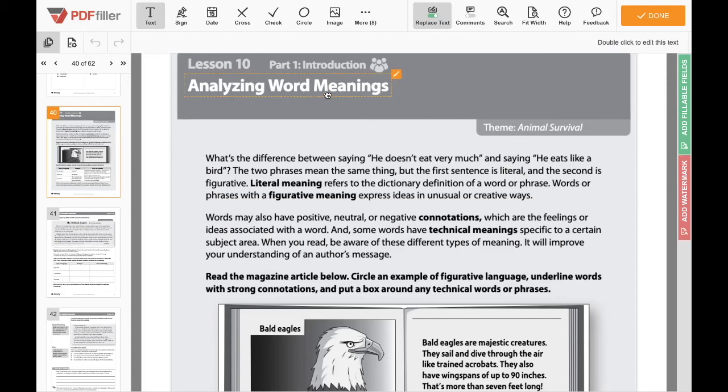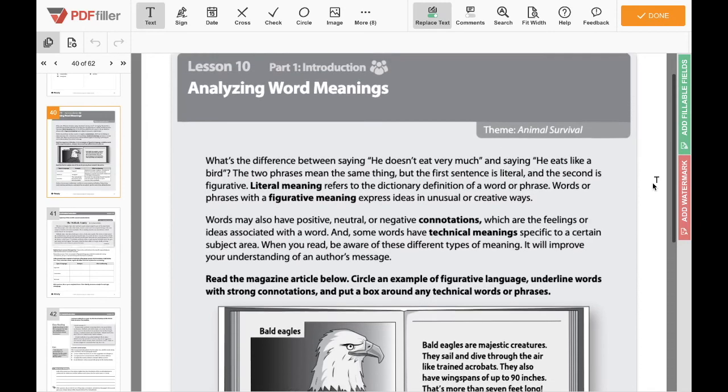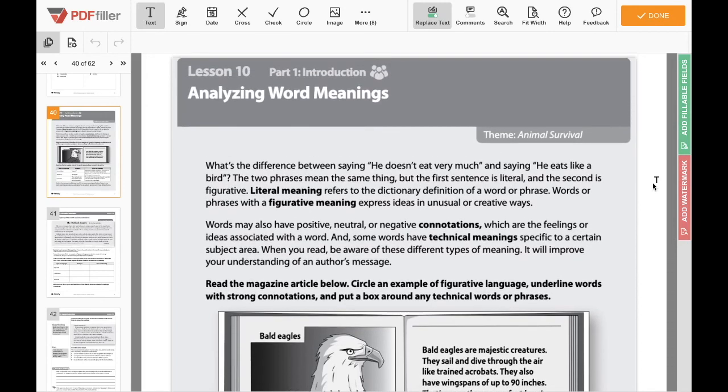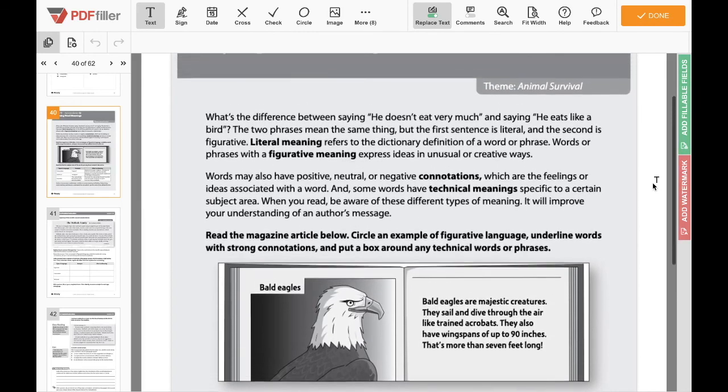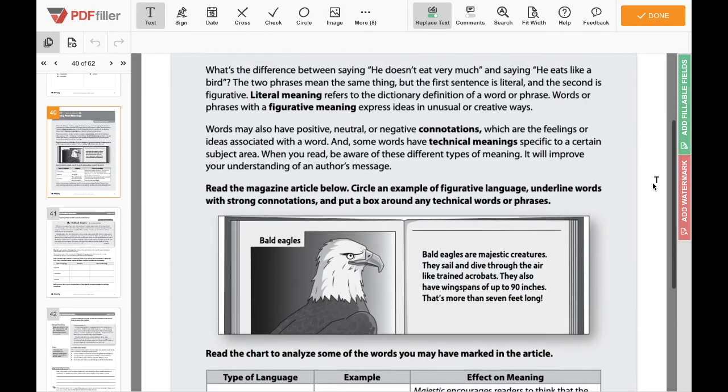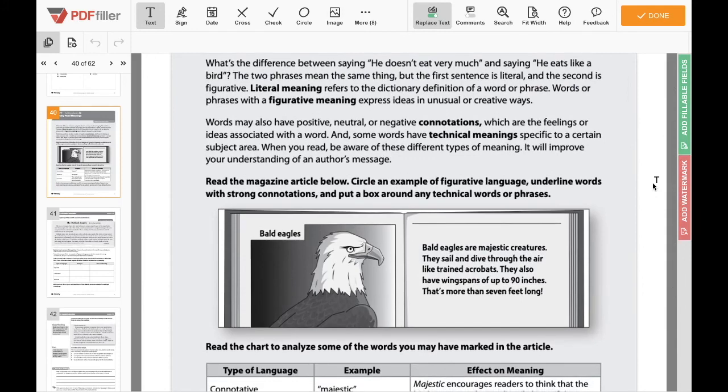So, yeah. But we're going to be talking about analyzing word meanings. This is on page 40 in your packet. Analyzing word meanings isn't all about context clues like we've talked about previously, but has a little bit to do with inferences and understanding the different ways in which words can speak. If you read right here, I'm going to scroll down. Again, we're talking about analyzing word meanings, the meanings of words, both figurative and literal.